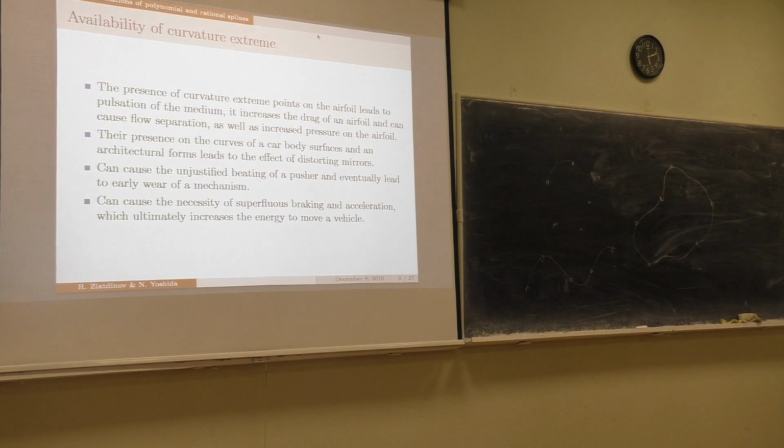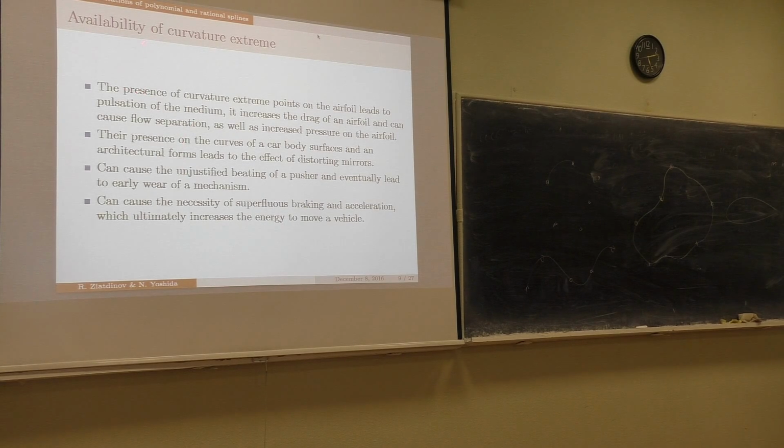So if you have some curvature extreme, it can bring you different problems in different areas of engineering. The first one is the presence of curvature extreme points on the airfoil. Do you know what airfoil means? It's a cross-section of the airplane wing. So it leads to pulsation of the medium, increases the drag of an airfoil, and can cause flow separation, as well as increased pressure on the airflow. So you can get some additional pressures, which we don't want, right? Because it can crash your wing as well.